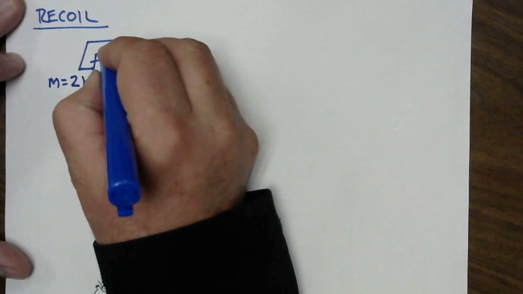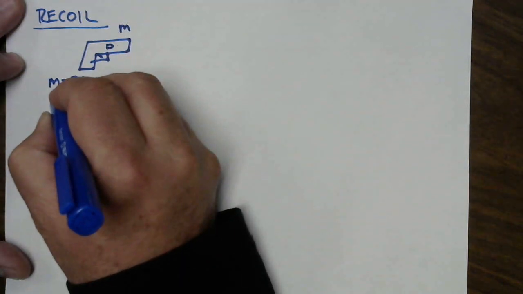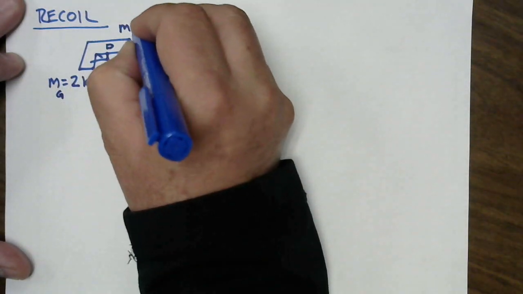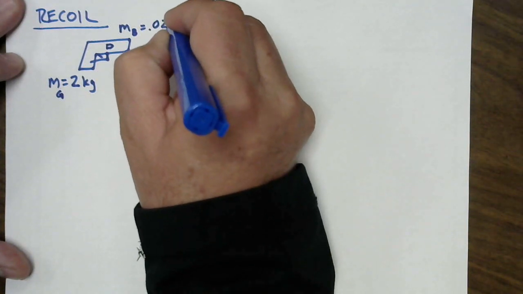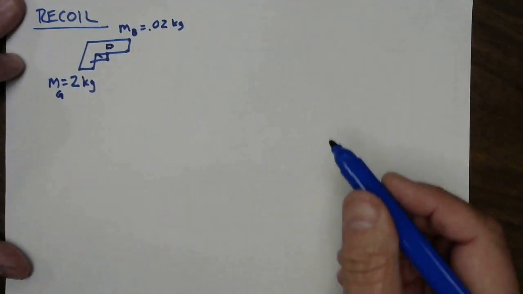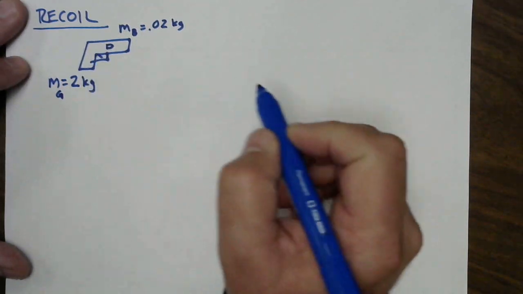Inside the pistol is a bullet. And the mass of the bullet, okay, so this is going to be the mass of the gun. This is going to be the mass of the bullet. Mass of the bullet is going to be very small, 0.02 kilograms, okay? And what's going to happen is in the beginning situation, the bullet and the gun are at rest together.